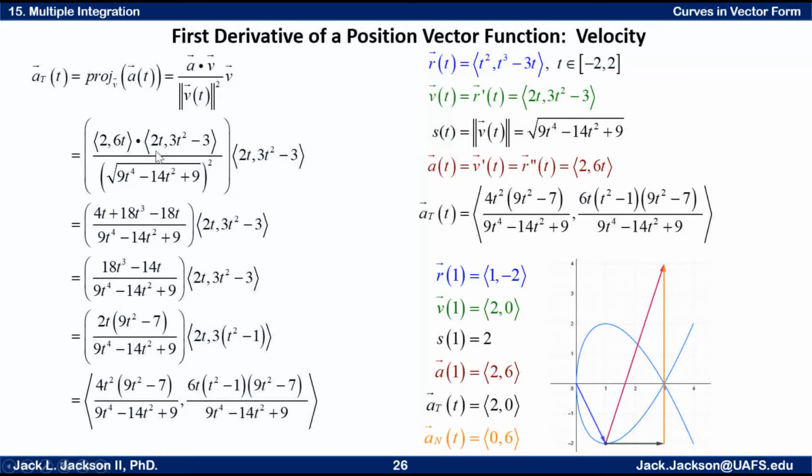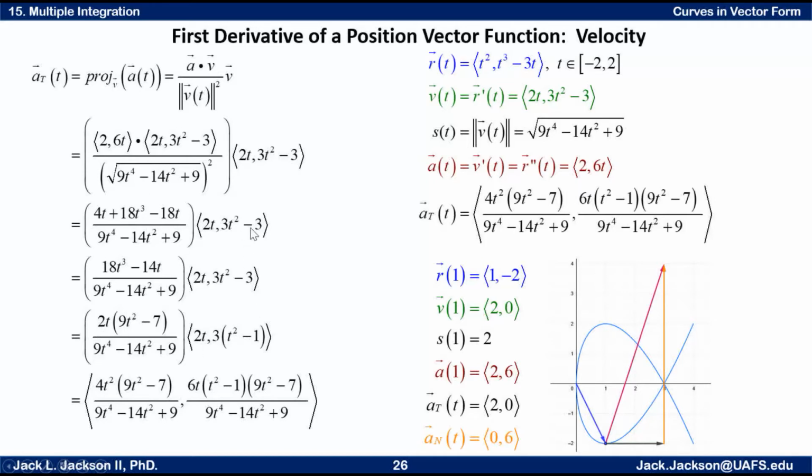The norm of V is the square root of 9t to the fourth minus 14t squared plus 9. We're going to square that square root, which will cancel the square root there. And the dot product here in the top is 4t, so it's 2t times 2 is 4t. 6t times this is 18t cubed minus 18t. And I can combine like terms here. That's 18t cubed minus 14t. And I factored it anyway, factored out a 2t here and made this 9t squared minus 7 times 2t.